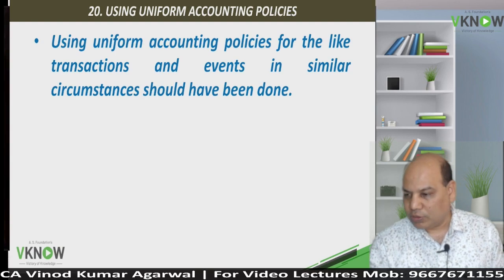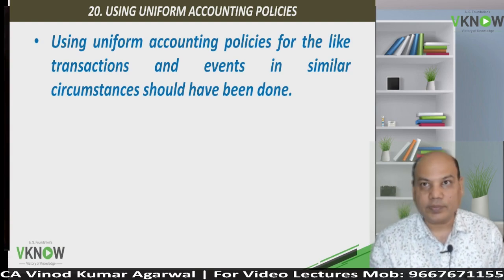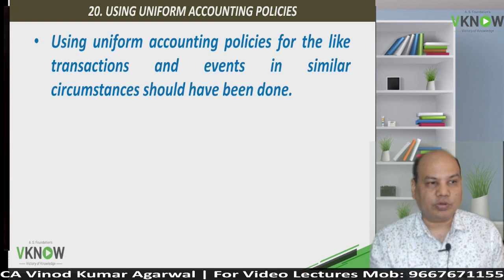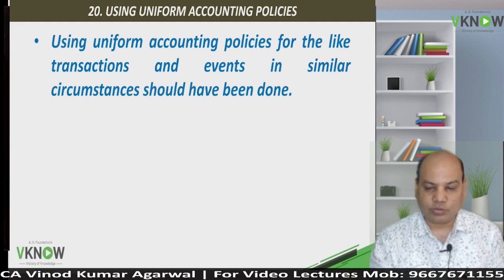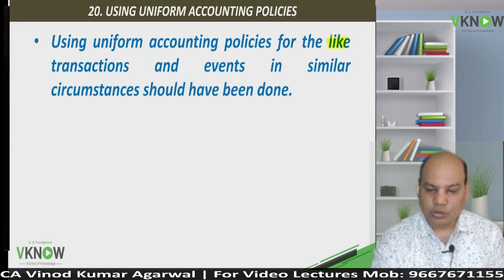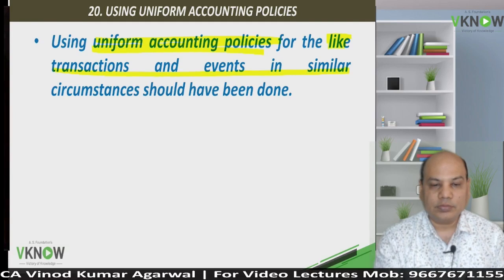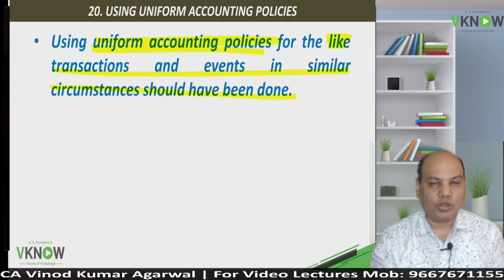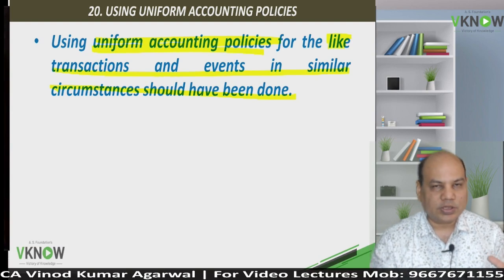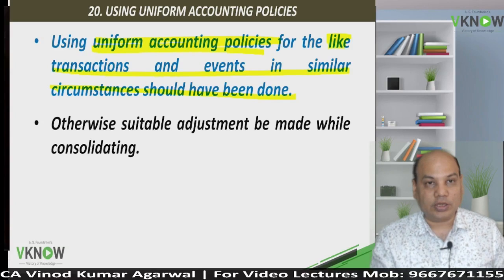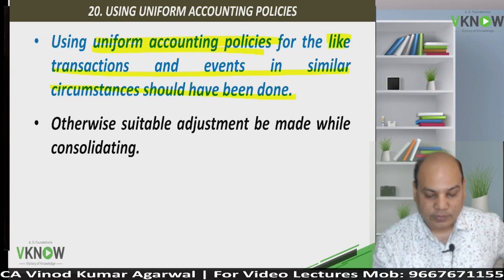What about uniformity of accounting policy? Uniformity of accounting policy means investor and associate should follow the same accounting policy for the same kind of transactions, same kind of circumstances, so that when you are consolidating, the entire profits are based on the same accounting policy. But practically, it may not be possible.